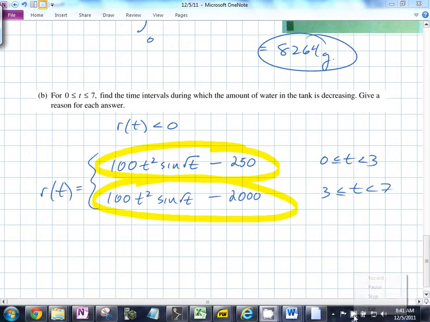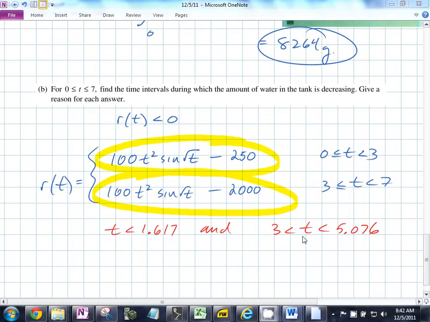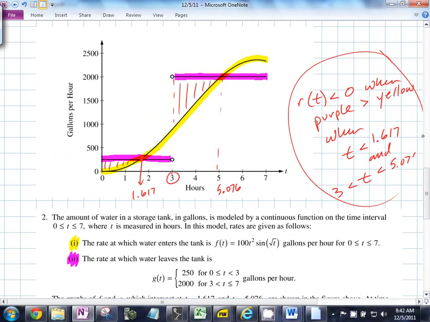No, because if it's equal, what's going on at those exact times? What's r of t equal to? 0. Is it decreasing? No. Is it increasing? No. The question is asking when it is decreasing. Give reasons for each answer. You would say this because of this right here. There's your answer right there. Does that make sense? And maybe don't say purple, say the actual function, because you're not going to have colored pencils.